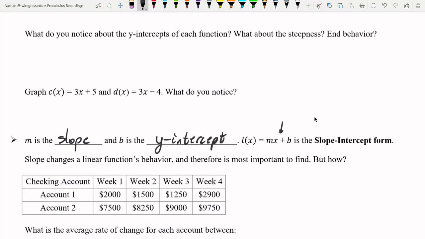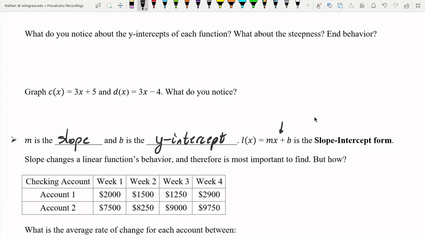So this form of the equation is called the slope-intercept form because it uses the slope and the intercept. Now the y-intercept is just kind of an orientation point for a linear function. It just kind of tells you where you start.